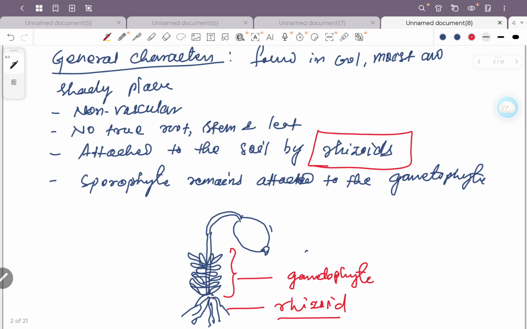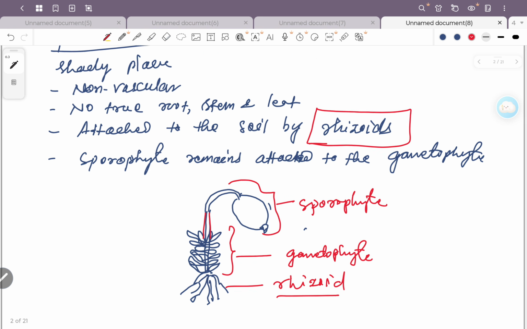Now this gametophyte reproduces sexually by producing the gametes, and these gametes fuse to form the zygote, and then the zygote develops into the sporophyte. So this portion is the sporophyte. The sporophyte is attached to the gametophyte. So this is what I wanted to say.